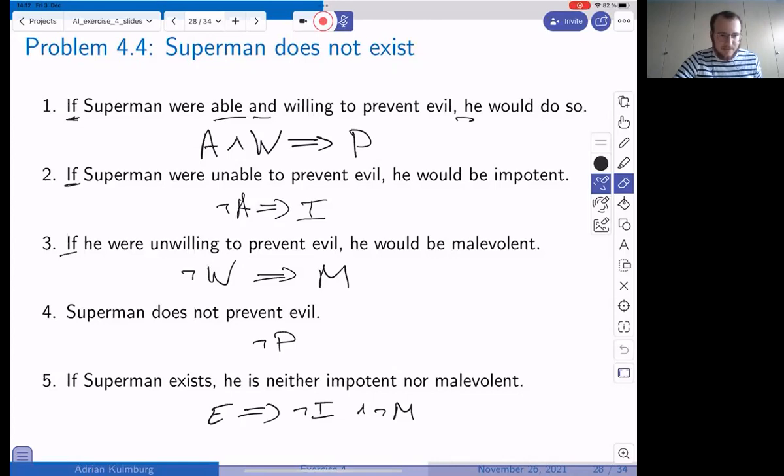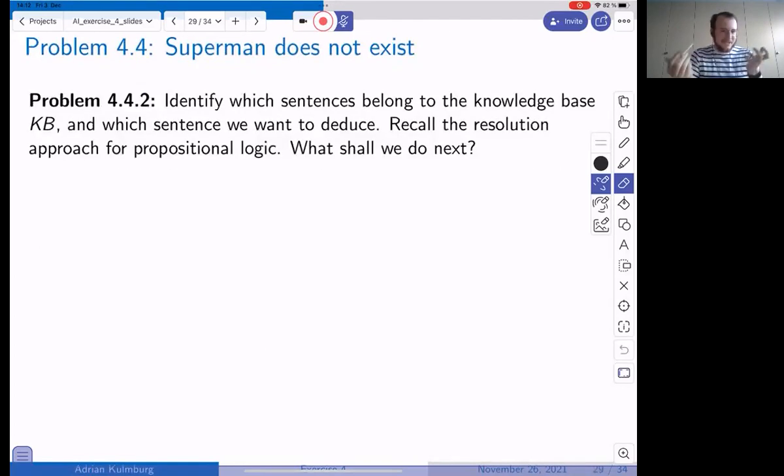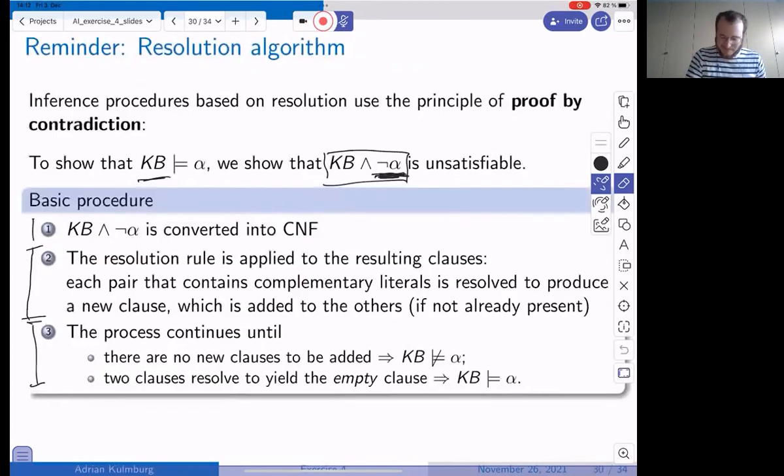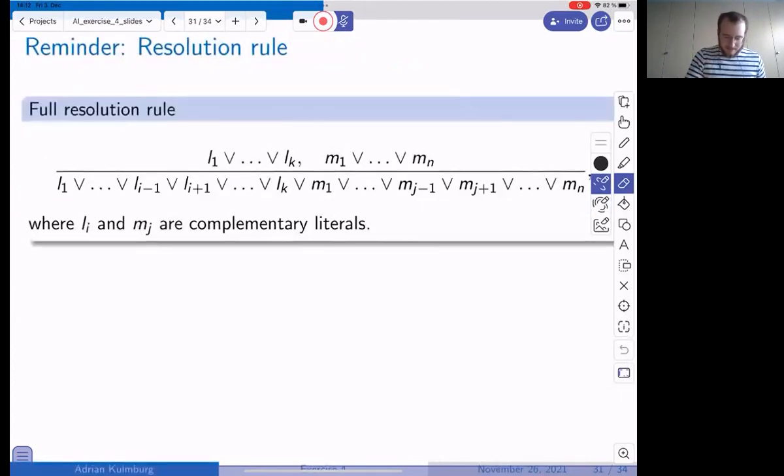Why does Superman not prevent evil? It's given in the exercise like this. So yeah, I mean, we needed to do the logic exercise. So yeah, let's just define it that way. Okay, so I said something about a resolution rule. What exactly is that?